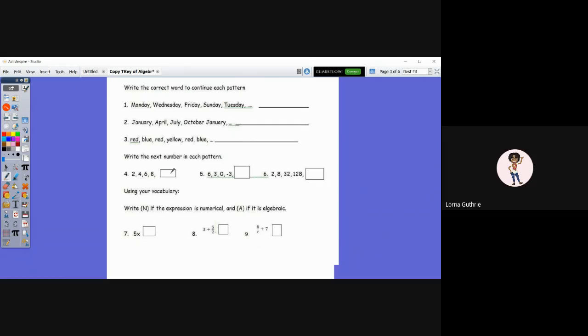So here we have a couple of patterns that we want you to identify to be able to see what the rule is concerning this. So the first one says Monday, Wednesday, Friday, Sunday, Tuesday. Do you see what's happening in this pattern? If you say we're skipping a day, so it's every other day, then you're correct. So it means then that Tuesday, Wednesday, then we would have Thursday here.